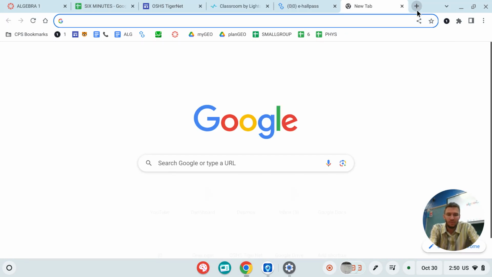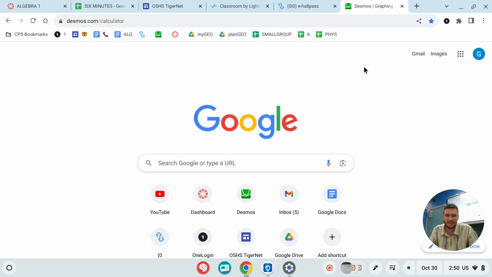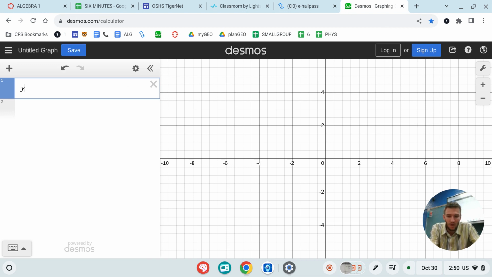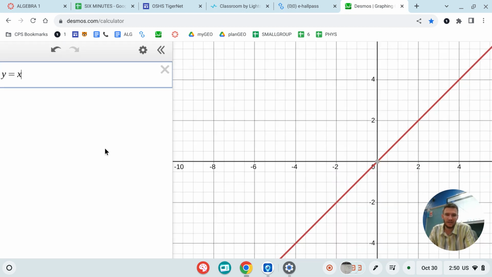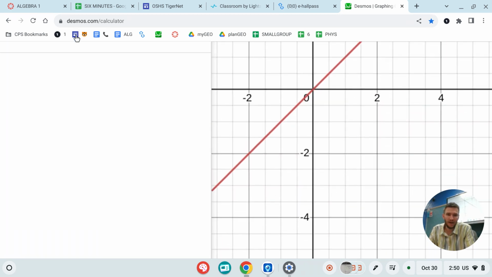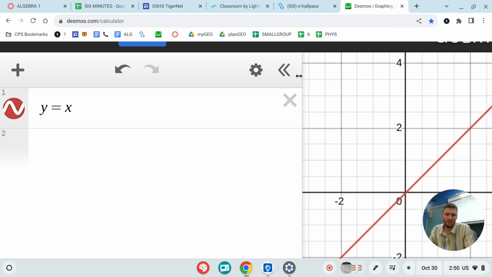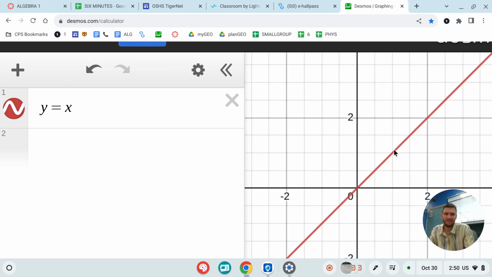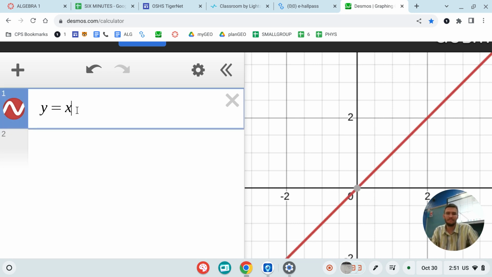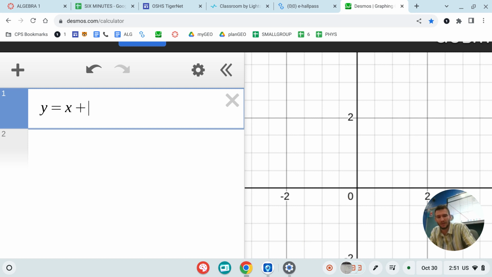If I go to Desmos and I give myself a nice graph, maybe something like y equals x, all right? Where is the y-intercept? 0. Wherever this graph touches the y-axis is going to give you a y-intercept. Now, remember that the up and down axis is our y-axis. For this one, it's 0, but it's also our x-intercept.